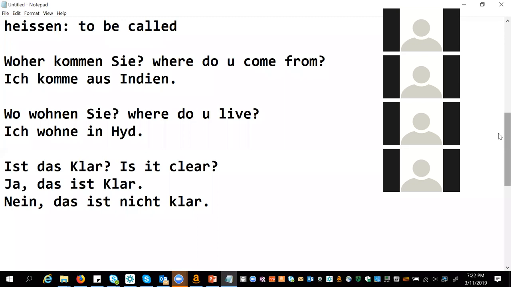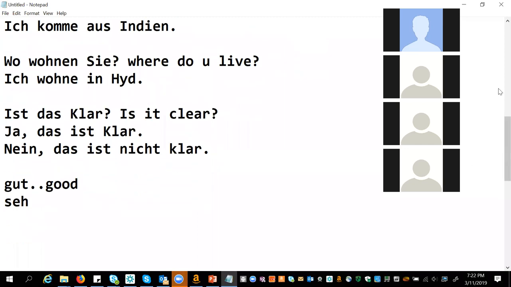So now you can mute it. All right. When I say gut, gut in German means good. Sehr gut. Let me write it. Sehr gut means very good.